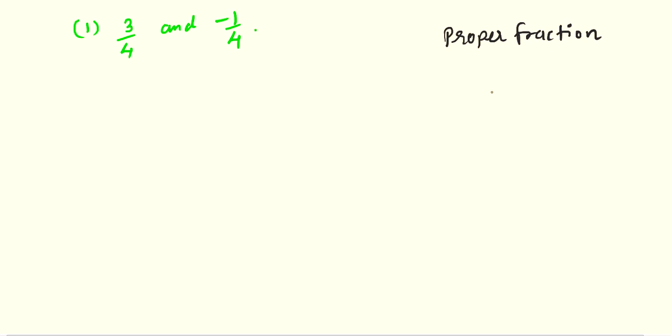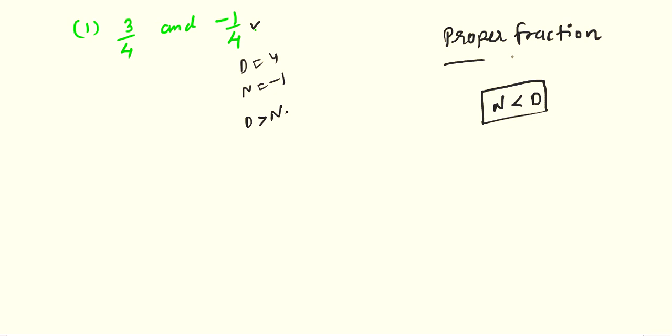Now what do you mean by proper fraction? In a proper fraction, the numerator is always less than the denominator. As you can see, in 3 by 4, 4 is the denominator and 3 is the numerator, and 4 is greater than 3. So this is an example of a proper fraction. Now minus 1 by 4, again the denominator is 4 and the numerator is minus 1. As you can see, the denominator is greater than the numerator. So this is an example of a proper fraction.